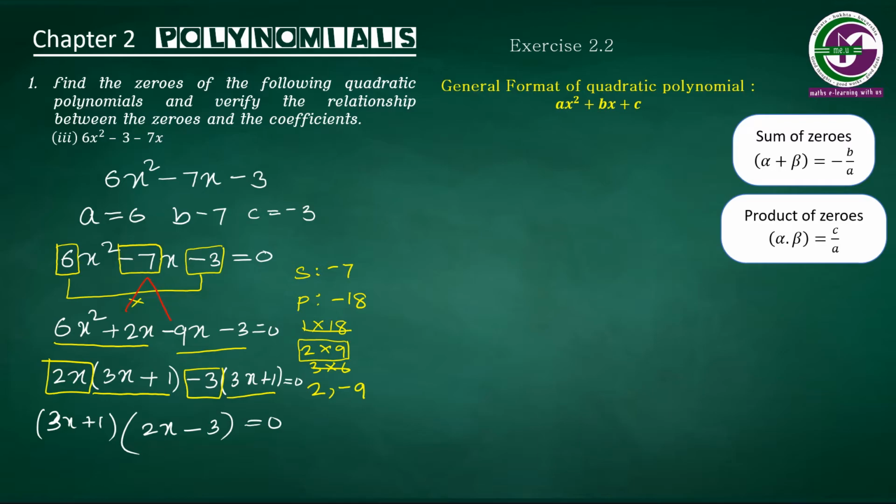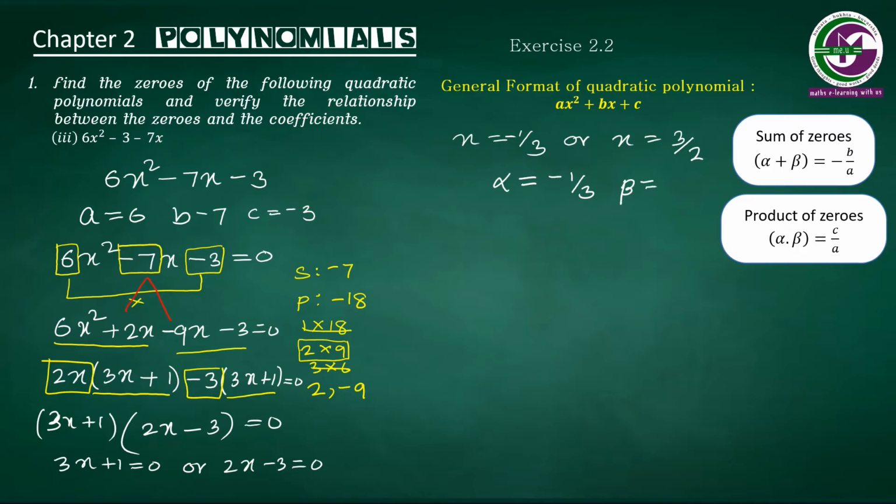Now the product of two factors equals 0 means any one of the factors must be equal to 0. That is, 3x plus 1 equals 0 or 2x minus 3 equals 0. Solving the linear equations, you will get x equals minus 1 by 3 or x equals 3 by 2. So these are the zeros. We'll name them alpha equals minus 1 by 3 and beta equals 3 by 2.